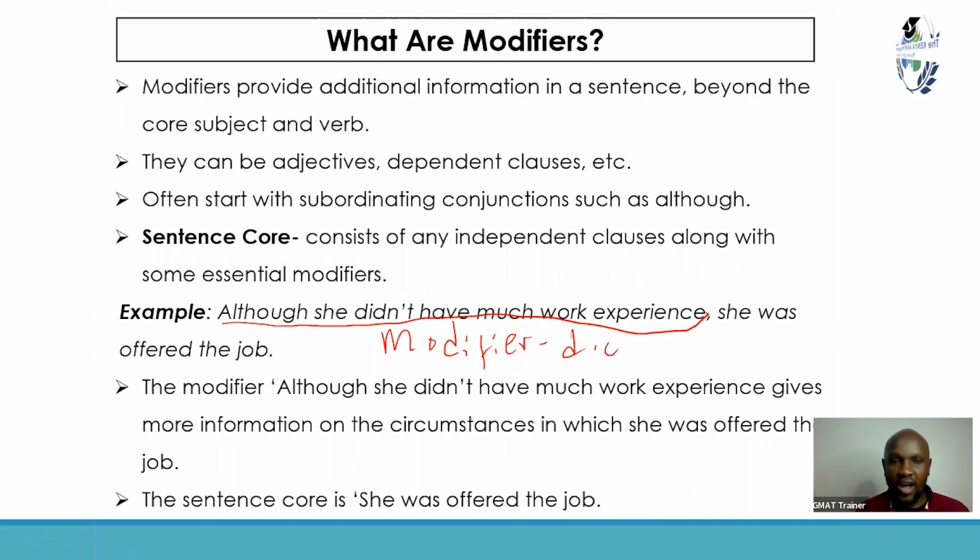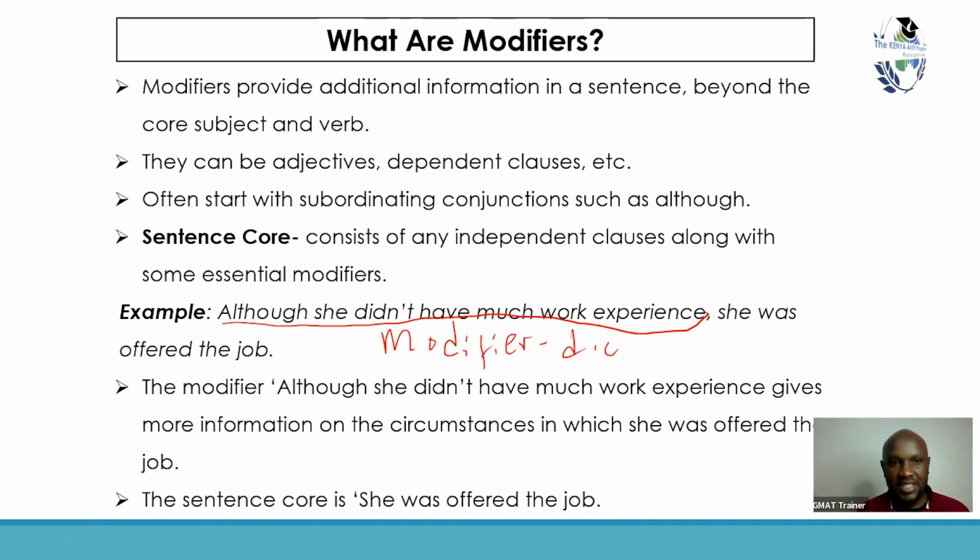We don't know. So you as the reader, you're left with the question: so what? She did not have much work experience, so she was offered the job. So essentially, what this modifier does, it gives you extra information. It gives you information regarding the circumstances in which this particular individual was offered the job, and the particular circumstances are that she did not have much work experience. And then your sentence core will be she was offered the job, because now this encompasses the main action that affects this particular subject. She was offered the job under what circumstances? She did not have much work experience.